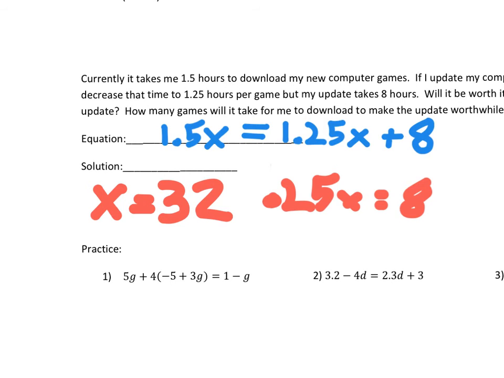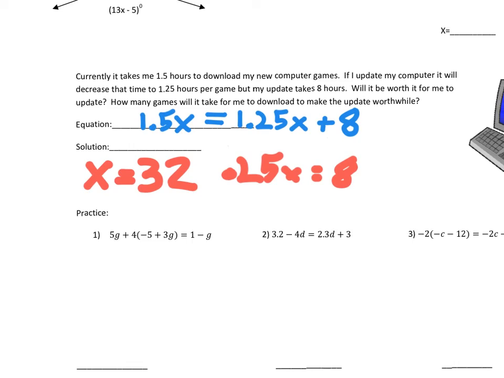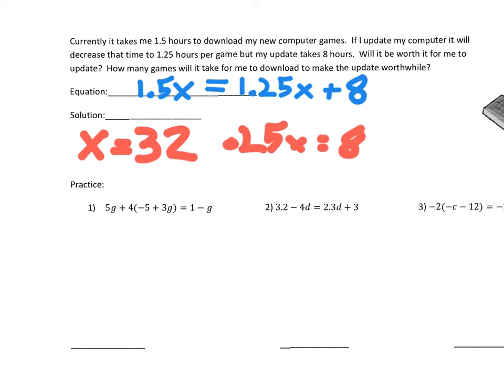But what this would tell me, it'll make more sense in Chapter 3, is if I was going to be downloading less than 32 games, I would want to keep my computer in its current state. However, if I'm going to be downloading more than 32 games, that's when it's going to be worthwhile for me to do the 8-hour update to get a faster computer. All right, and that's what the power of variables on both sides is. It'll let us answer lots of questions like this, which is really what we want math for, finding better deals, saving time, all the different applications of that.